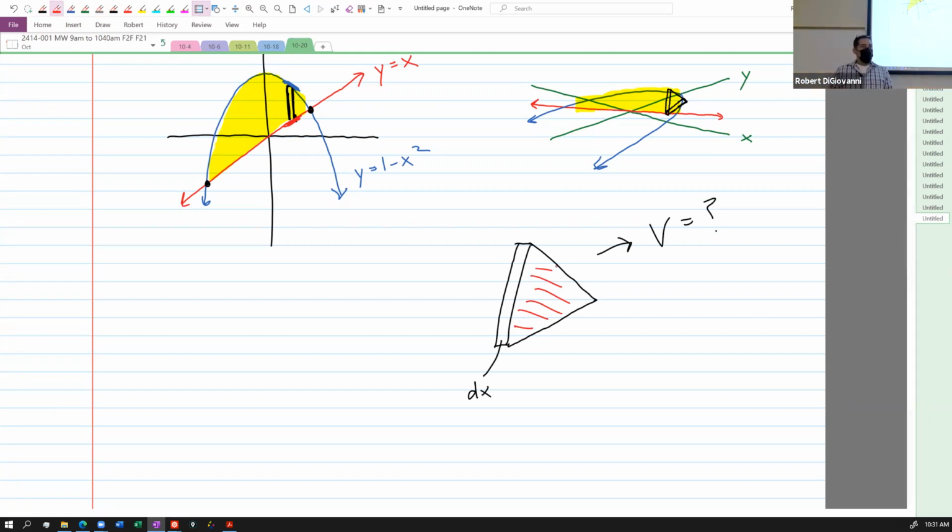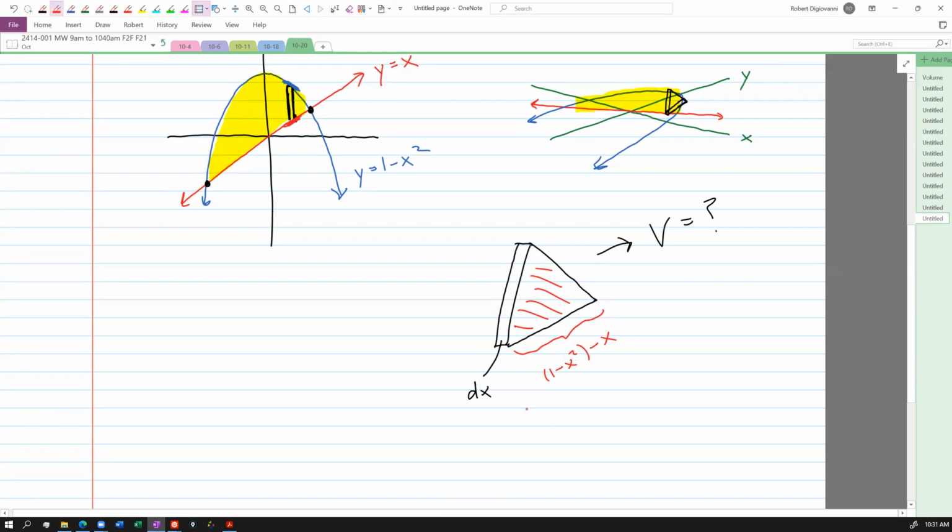So what is the area of that triangle? Well, what do we know about it? What's the one thing we know about this triangle? The side, right? The base is, well, we just did this on the previous problem, right? So this is 1 minus x squared minus x, right? That's what that base is. So the area of a triangle is 1/2 base times height, right?